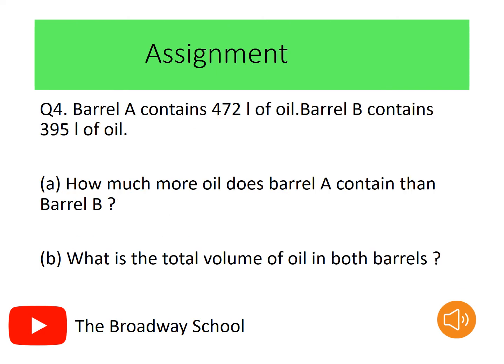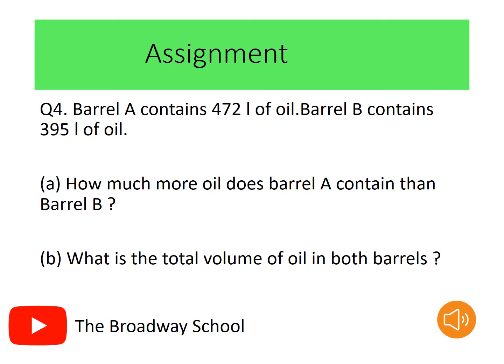Now move on page number 138. Question number 4. Barrel A contains 472 liter of oil. Barrel B contains 395 liter of oil. Part A. How much more oil does barrel A contain than barrel B? This question is your assignment. You will do it by yourself. In part A, you will subtract it. You will subtract 472 minus 395, and you will have your exact answer.